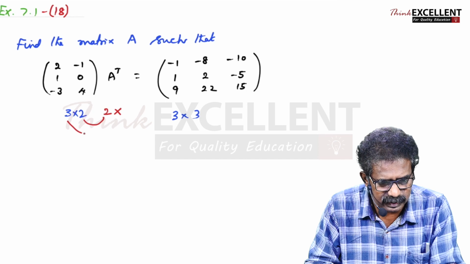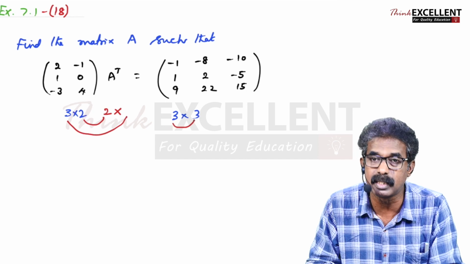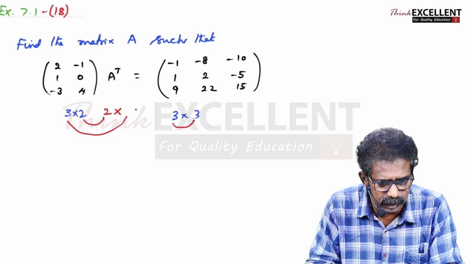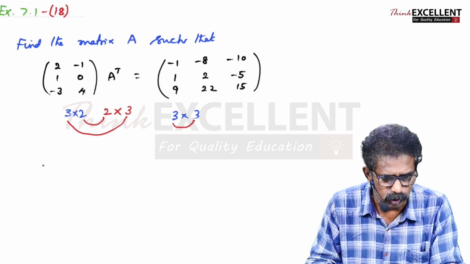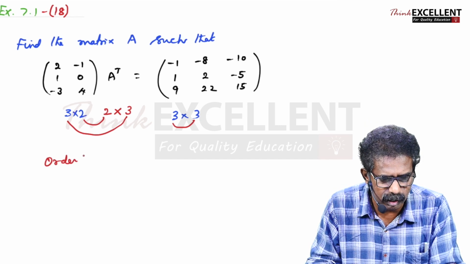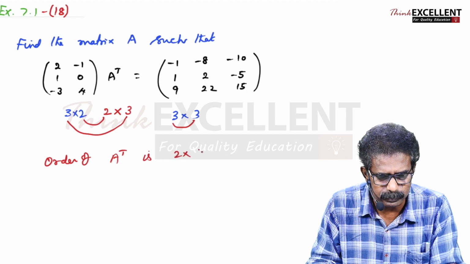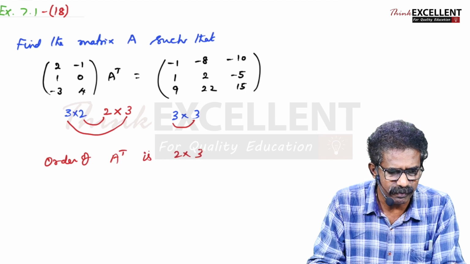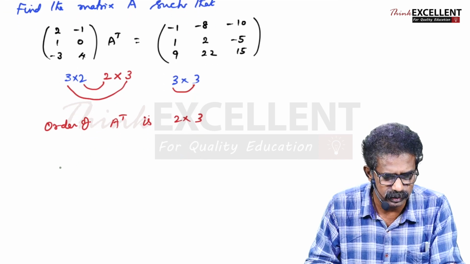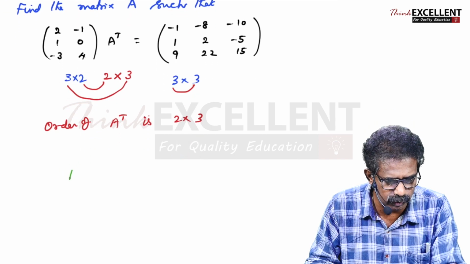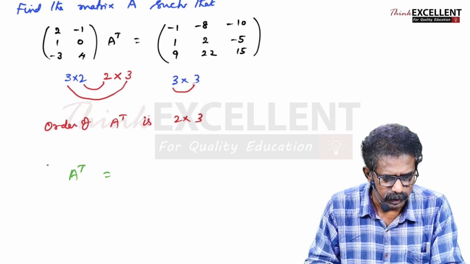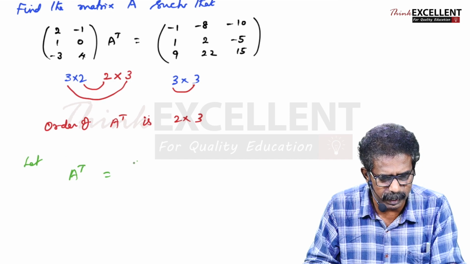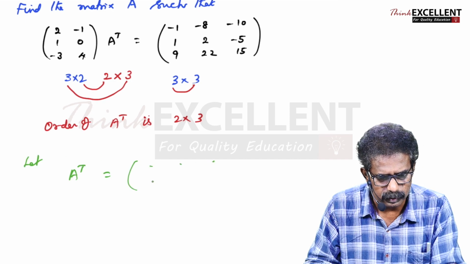Answers order is first and last. Here, first and last, you are getting 3 by 3, so it should be 3. Here also you should get 3. So you can understand the order of A transpose is 2 by 3. So I am finding A transpose first. Let A transpose be 2 by 3: 2 rows, 3 columns, right? See, 2 rows, 3 columns.